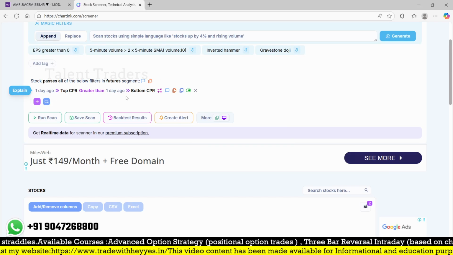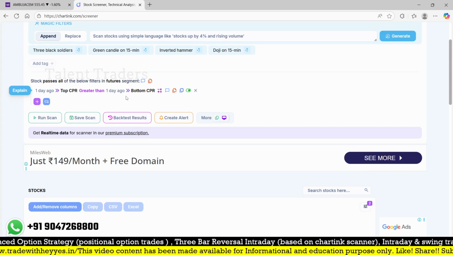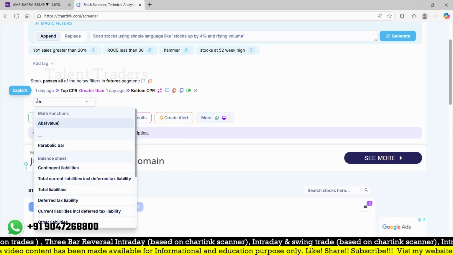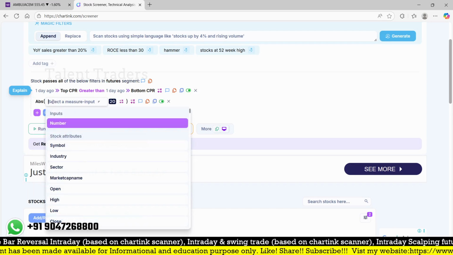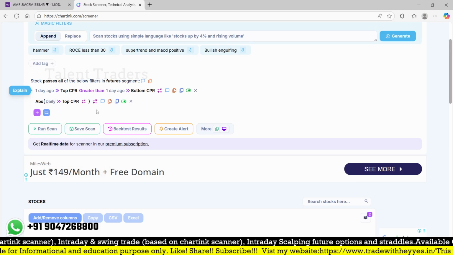So I don't want such kind of stocks. I will be finding only stocks where TC is always greater than the pivot and BC is always lesser than the pivot. That's such a kind of CPR only I'm looking for. And also for a narrow CPR, I'm just using the value of top CPR minus bottom CPR.